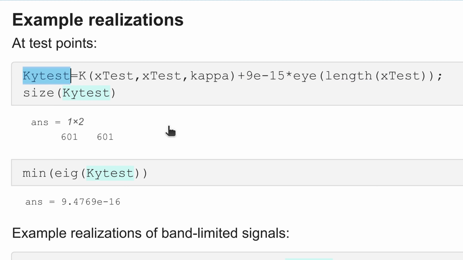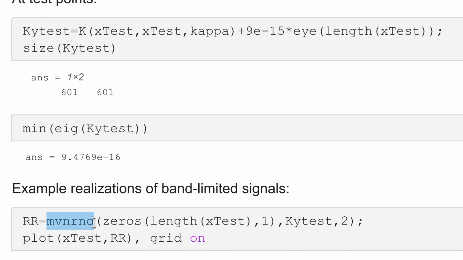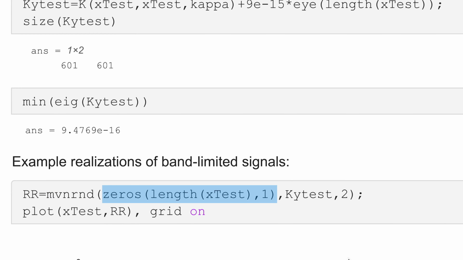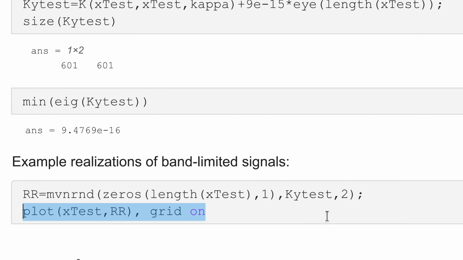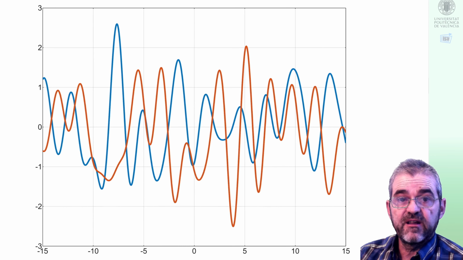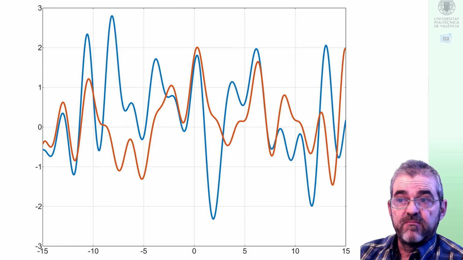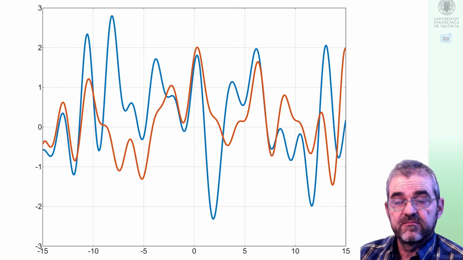So once I have this covariance matrix, I can just tell MATLAB to sample a multivariate normal random distribution with zero mean with this covariance matrix. And well, I get, for instance, two samples and I plot them. Then here I have the samples of the finite bandwidth signal we are dealing with. Of course, if we repeat, we get different realizations, and we see that they are smooth, and somehow there is a maximum wiggling up and down with frequency half a hertz.